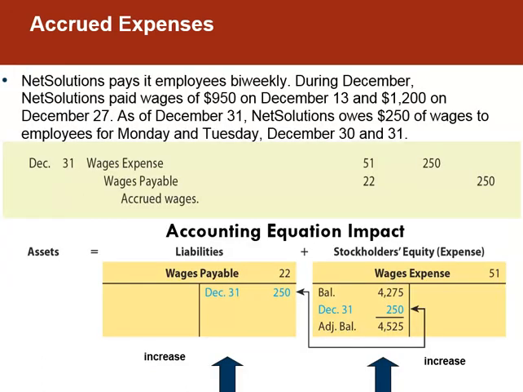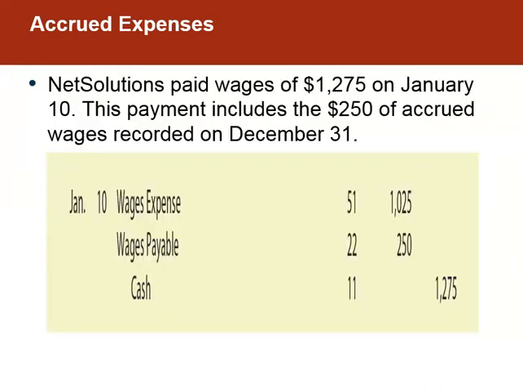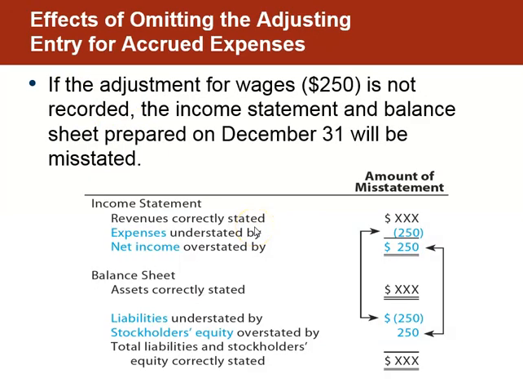Now, let's see. Looks like did I skip something here? Let's see. 2021. Okay, very good. I'm going to skip forward to this slide, and then I'm going to go back. The effects of omitting the adjusting entry for the expenses. Well, this is kind of the opposite of what we had in the previous example.